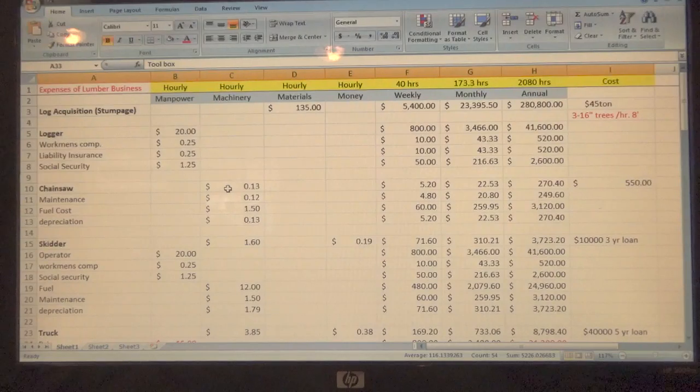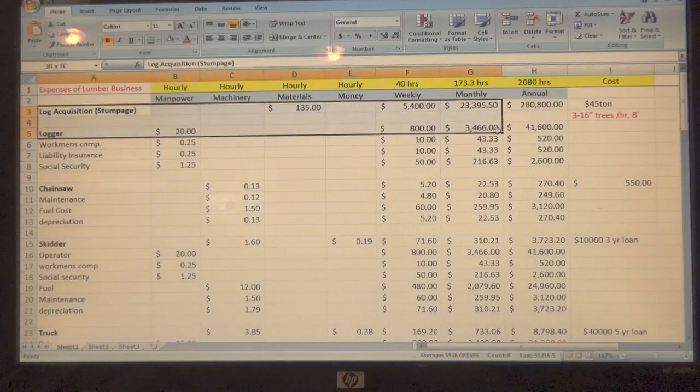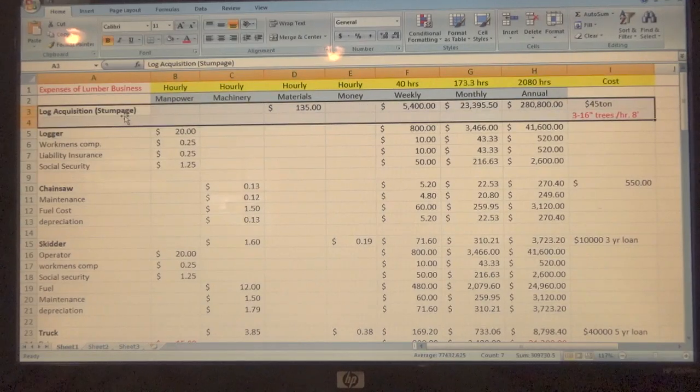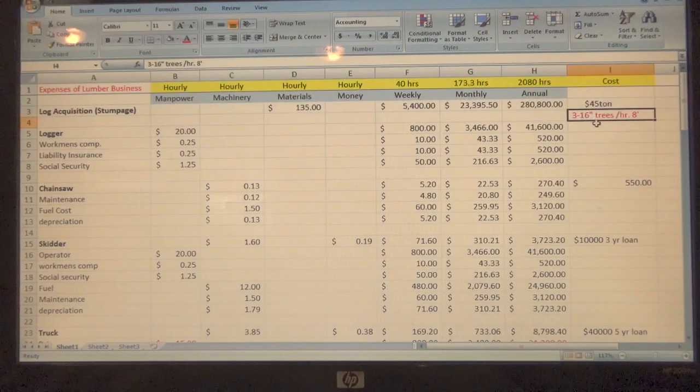Okay, so then I want to go to the acquisition of logs. And what I have here, and they call this stumpage to get the logs, I have a price. Now you got to remember, we're working with one logger here under this setup that I have. Okay, this particular setup. I'm expecting the guy to cut a minimum of 3 16-inch diameter trees in an hour, and then to cut them up into 8-foot lengths, because 8-footers is what I want. Okay, so if I divide this out by weight, I come up with $45 a ton.